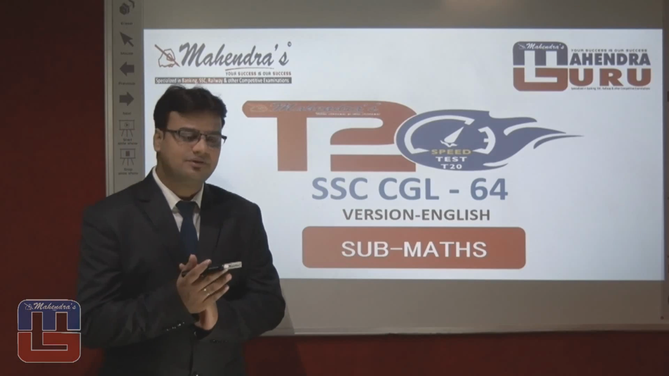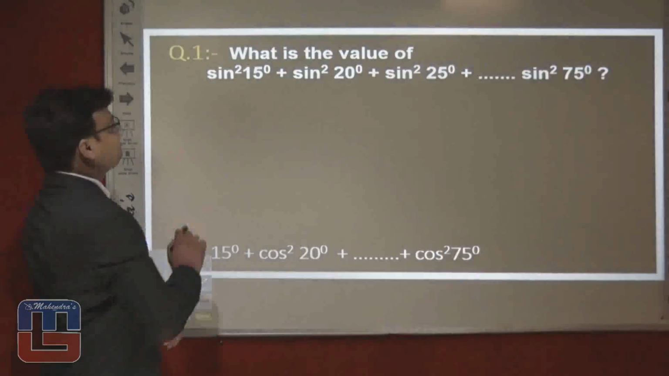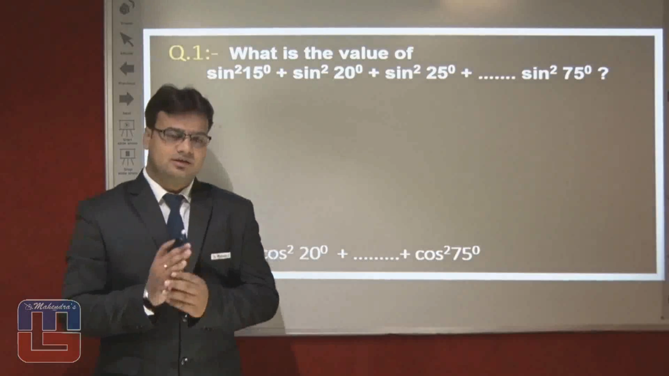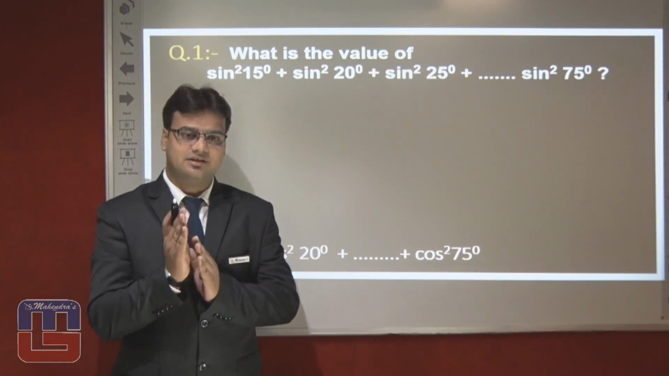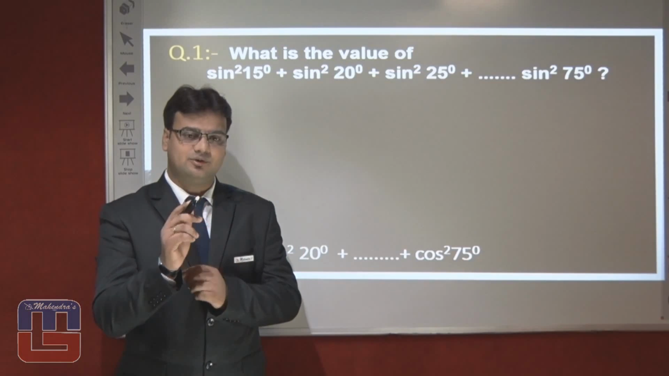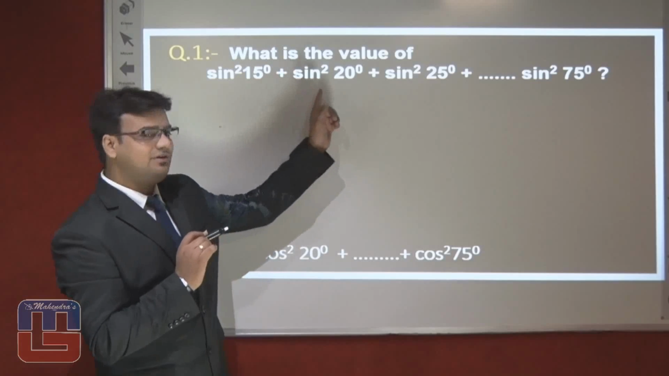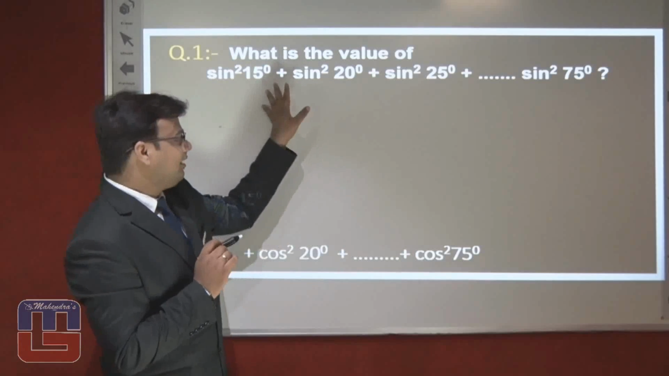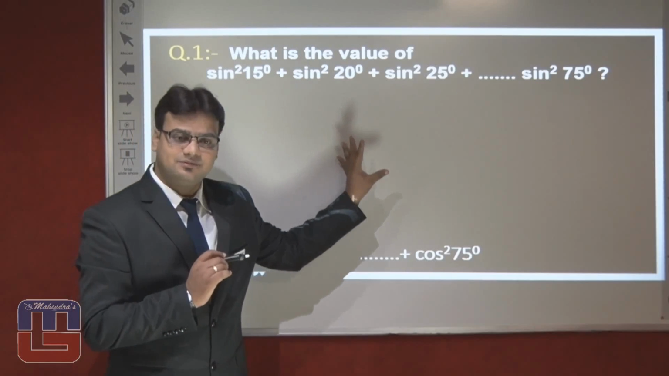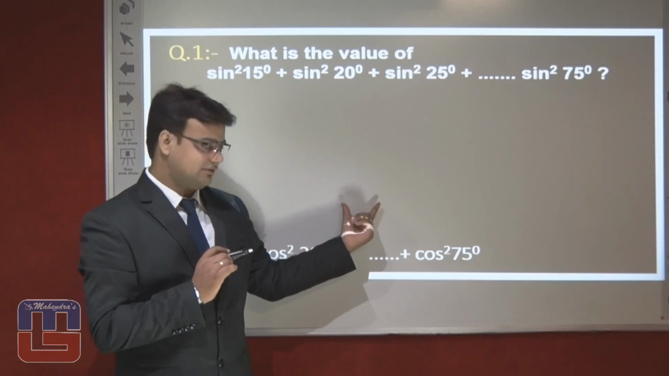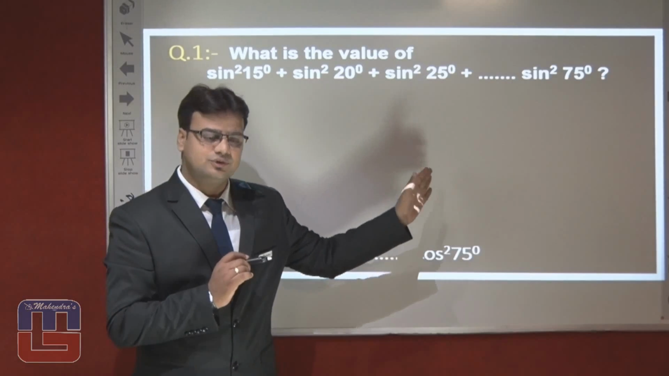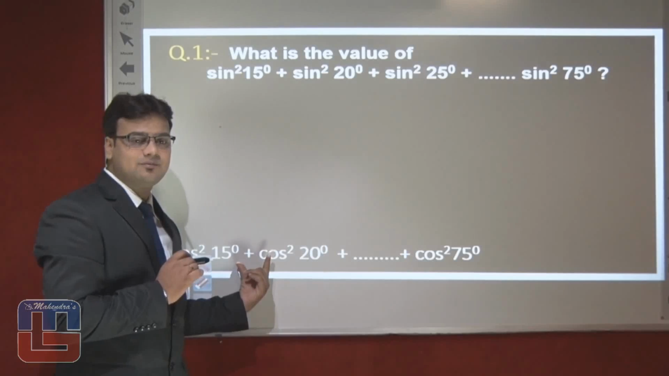Let us start. What is the first question here? The first question is a trigonometry basics question: sin square 15 plus sin square 20 plus sin square 25 plus, and so on up to sin square 75, with a difference of 5 each time. That question mostly asks you to solve according to the given options. Options are sometimes 1, 2, 0, and sometimes in the form of cos.